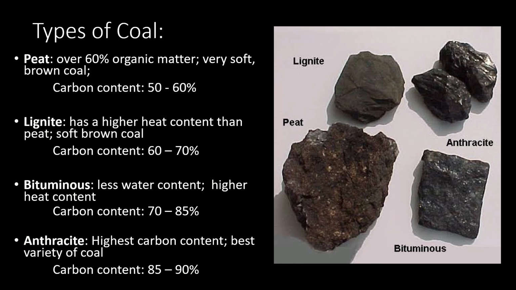Each coal has a different carbon content. Peat has 50 to 60%, lignite 60 to 70, bituminous 70 to 85, and anthracite, the best variety of coal, has 85 to 90% carbon content.